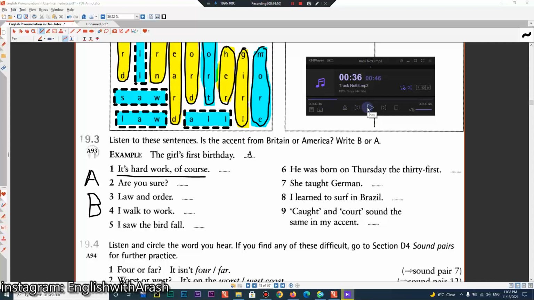Here you see the R sounds. It's a hard R. So it's American. Good, Lale.